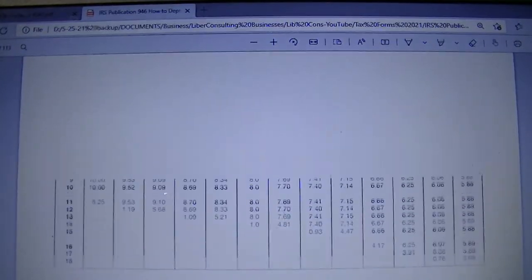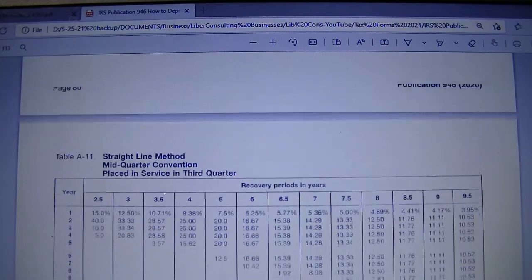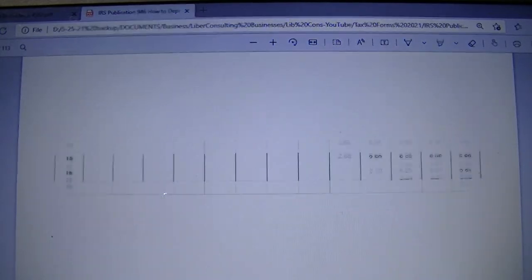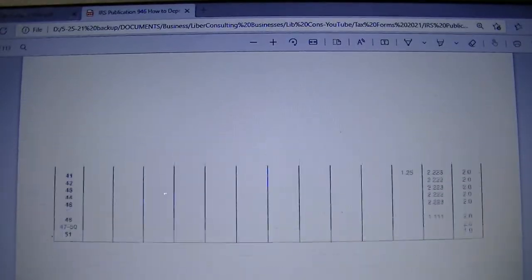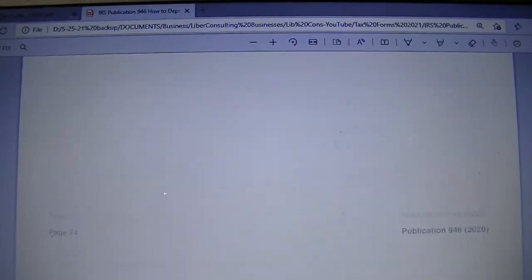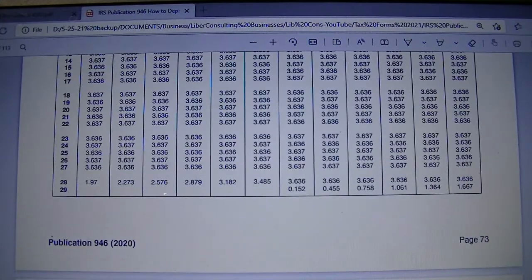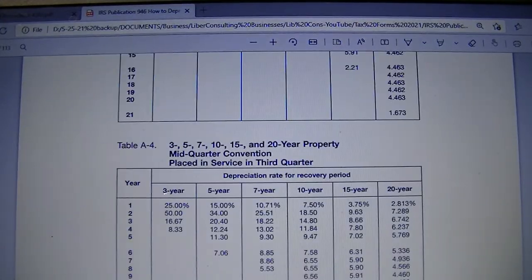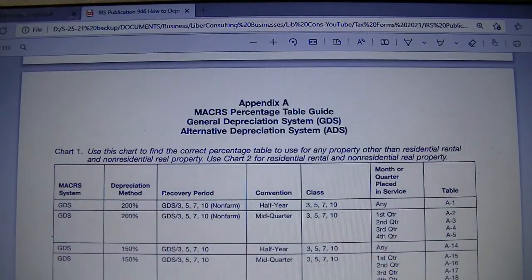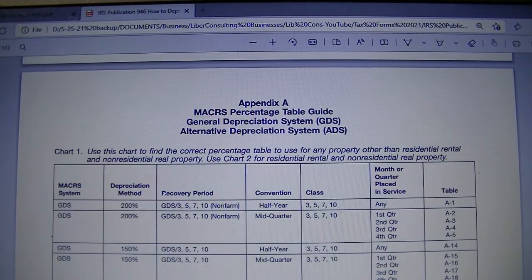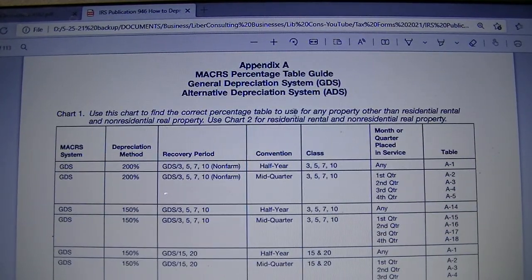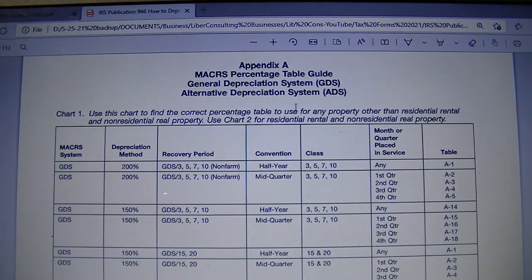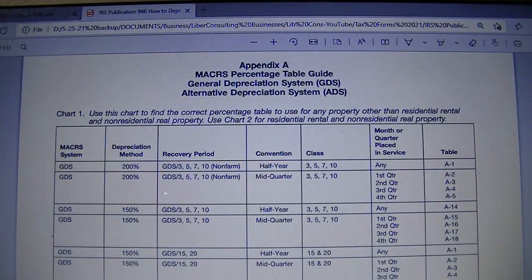And for the publication 2021, it is on page, probably 59. No, it is on page 70. So Appendix A, and they have a little description on top.